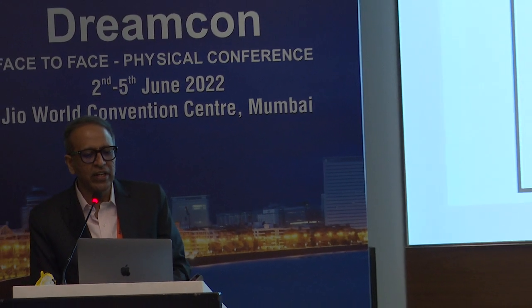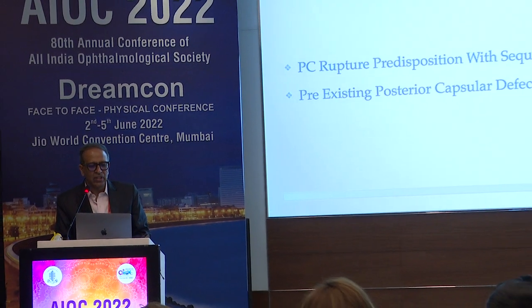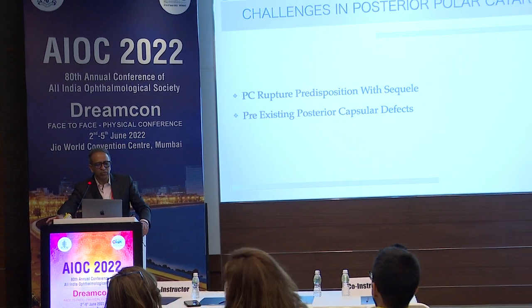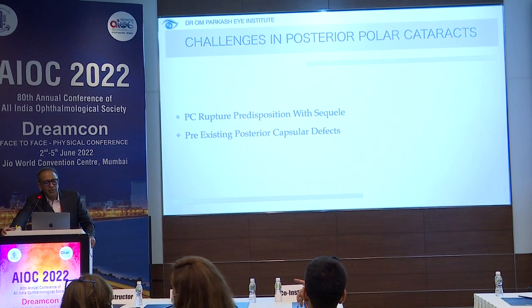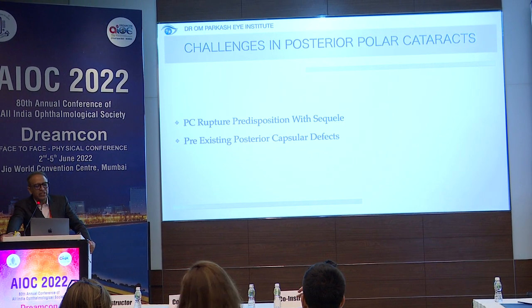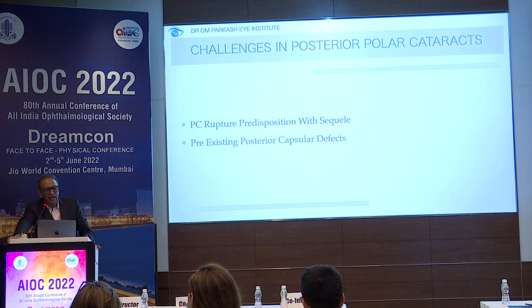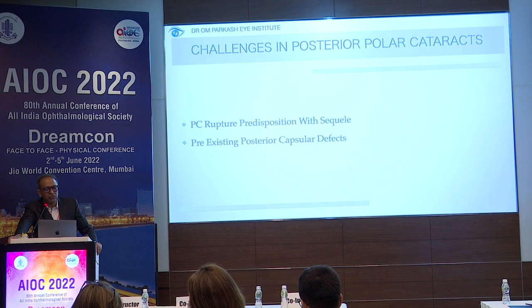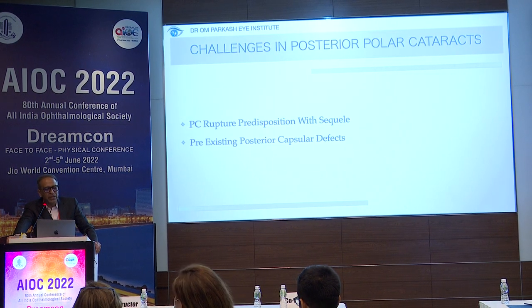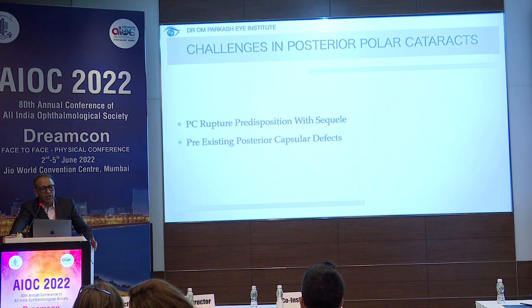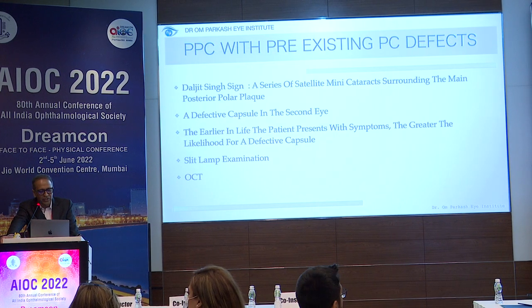So I would be talking about posterior polar cataracts with pre-existing posterior capsular defects. Well, the challenges in posterior polar cataracts are basically because of the fact that the PC rupture is there because there is a predisposition and we have a whole lot of consequences involved in it. And there are situations wherein the posterior capsular defects are pre-existing in nature.